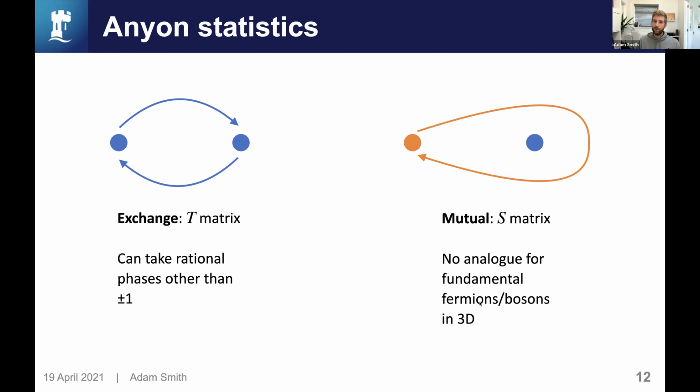In addition to that, we also have something called the mutual statistics. This is not relevant when we're just talking about bosons and fermions in 3D. But when we're in 2D, if you have two distinguishable particles, then dragging one around the other can actually lead to a non-trivial phase as well. That's called the mutual statistics. These are commonly summarized in what's called the T matrix and the S matrix.